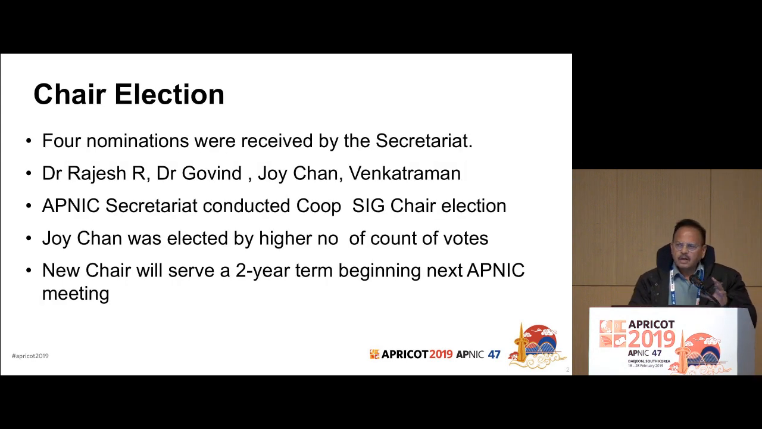So in the beginning of the Cooperation SIG meeting, we had an election for the chair. Four nominations were received by the secretariat: Dr. Rajesh R., myself, Joy Chan, Venkat Raman. The APNIC Secretariat conducted the Cooperation SIG chair election. Joy Chan was elected by higher number of votes. We have Joy Chan here. Can you stand up? So we congratulate her for assuming the new position. The new chair will serve a two-year term beginning next APNIC meeting.